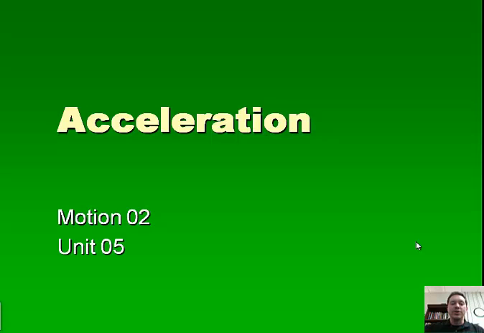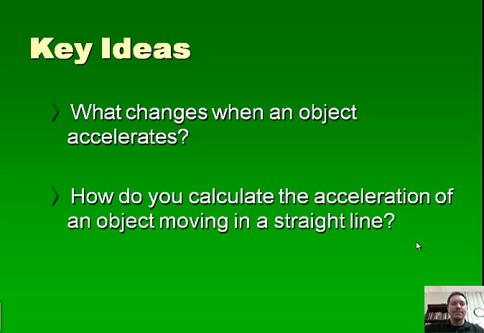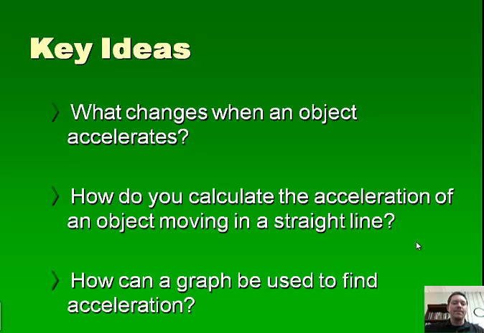This is motion 2 of Unit 5. Our key ideas: what changes when an object accelerates? How do you calculate the acceleration of an object moving in a straight line? And how can a graph be used to find acceleration?